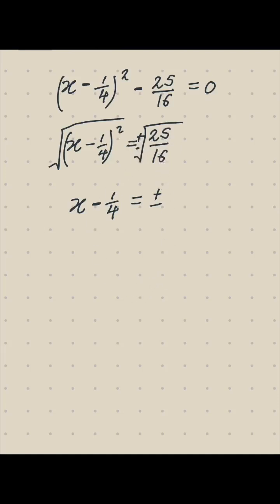Now, you can find the square root of these individual numbers, the numerator and the denominator. For example, the square root of 25 is 5. Then the square root of 16 will give us 4. Then from there, what are you going to do? You are going to take this negative 1 over 4 to this side. So you are going to have x is equal to plus or negative 5 over 4. It is minus here. When it crosses the equal sign, it becomes positive. So you have plus 1 over 4.